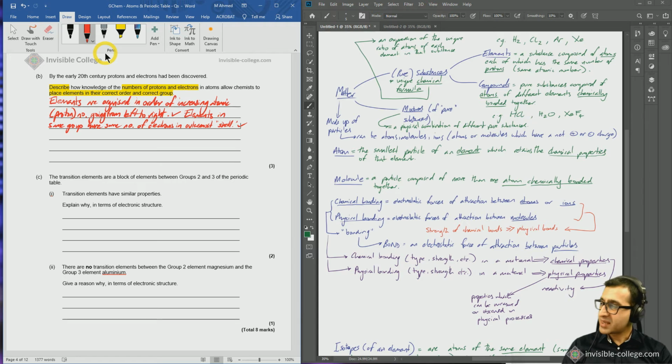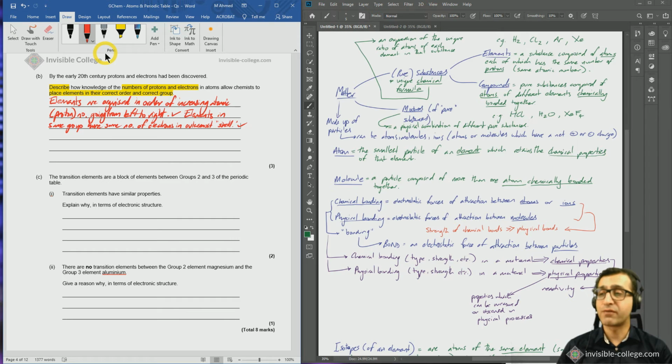Now, there's a number of different ways you can score the third mark, all of which are equally valid. So far we've talked about electrons in terms of the arrangement of shells. We've talked about the number of protons, but the question asks to describe how knowledge of the numbers of protons and electrons place elements in the correct order and the correct group. So simply saying these two things, if we're going by the 1 mark per logical point guideline, will not get you all 3 marks.